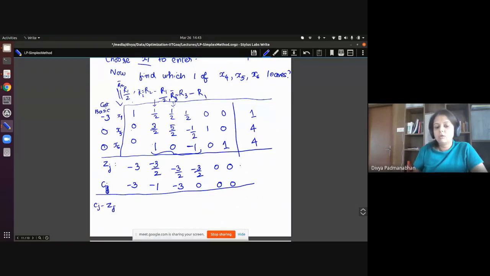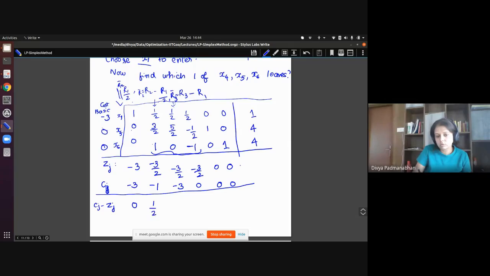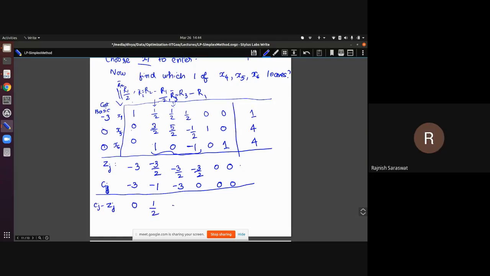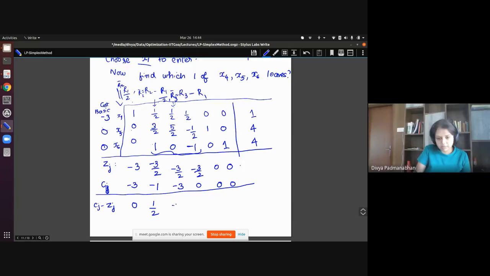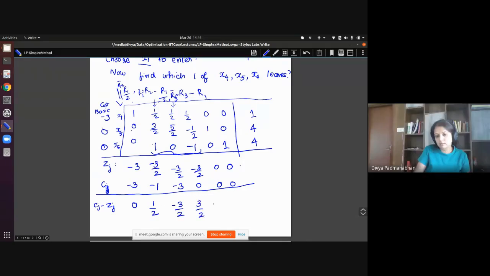Can you tell me the values? 0, 0, 1 by 2, 1 by 2, minus 1 by 2. Minus 3 plus 3 by 2, so minus 3 by 2. Plus 3 by 2. Yes, 0, 0. Okay, so these values are referred to as the reduced costs. It's the original cost minus some value. So these are the reduced costs.